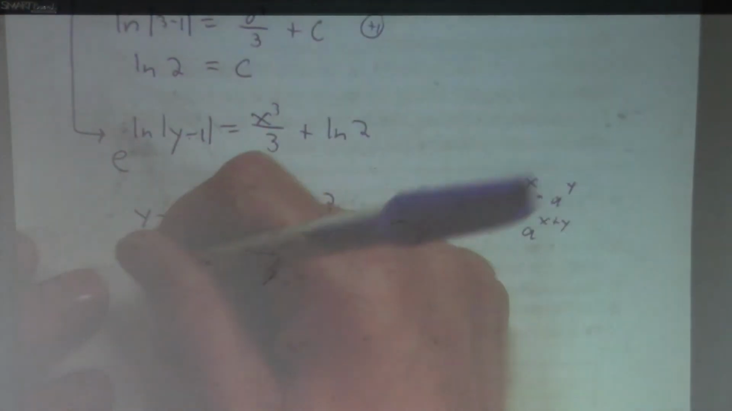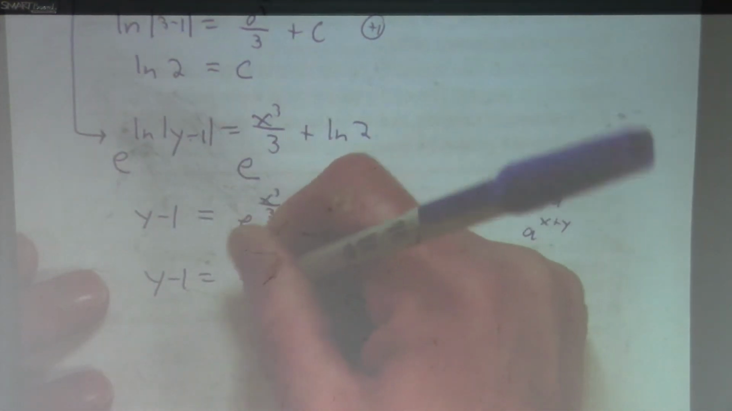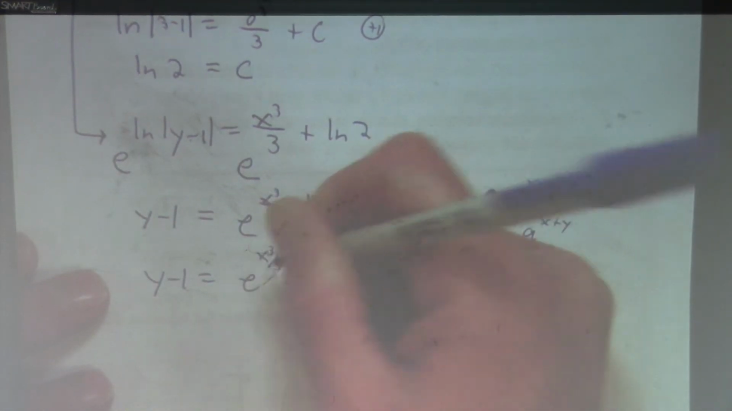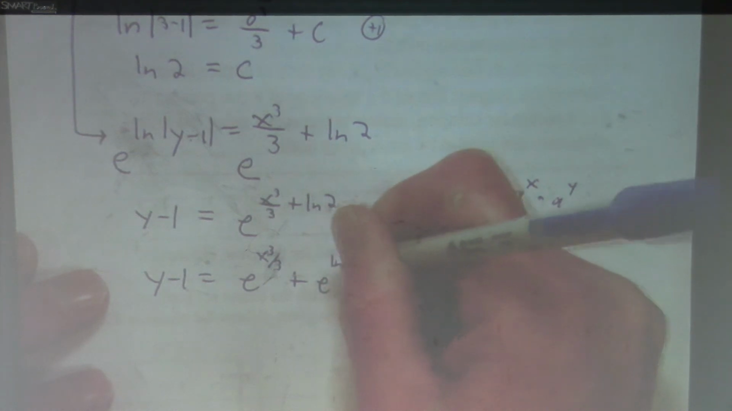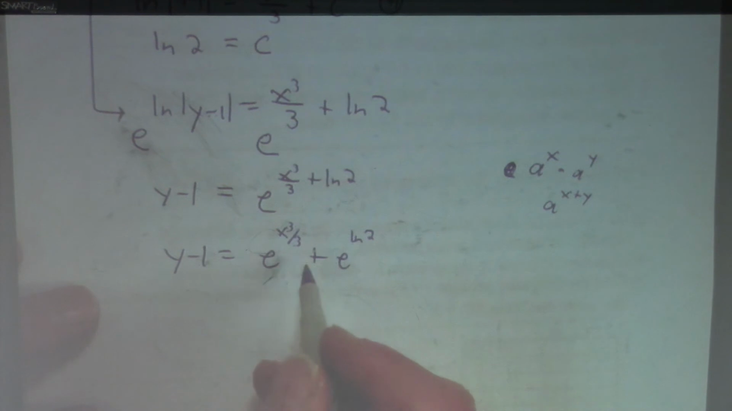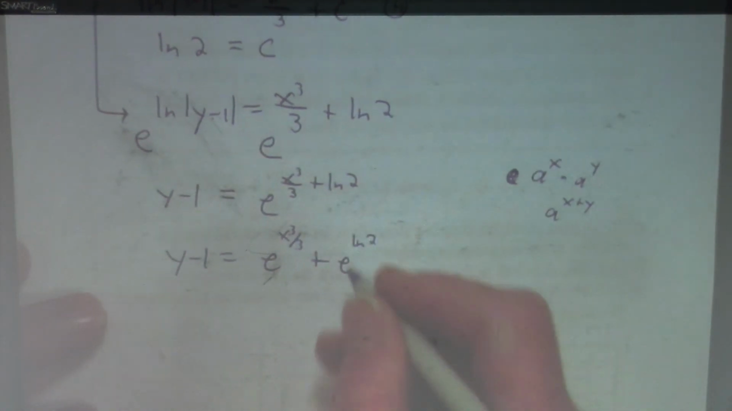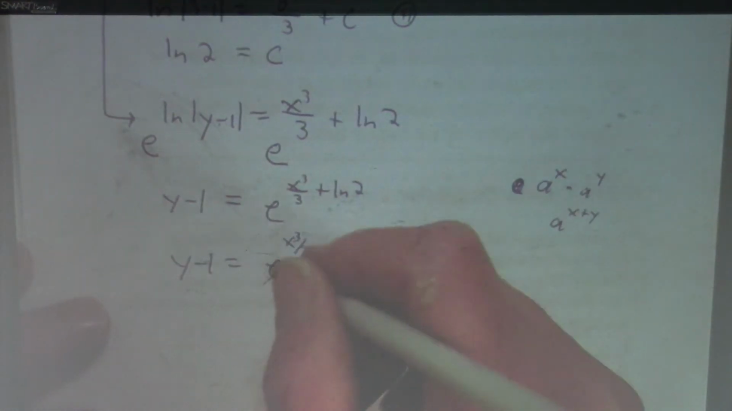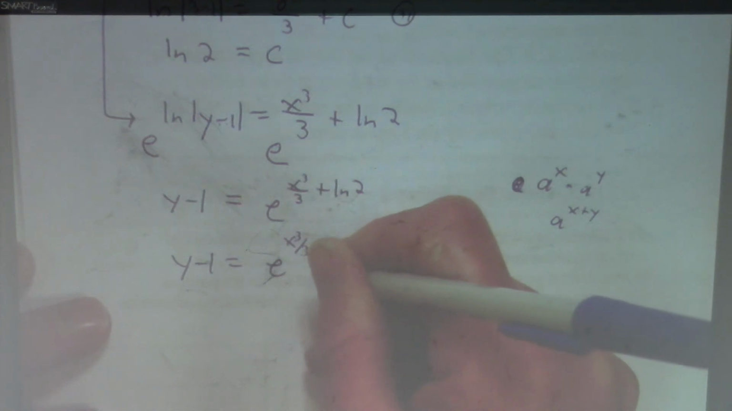That's what I'm going to do here. So this will be e to the x cubed over 3 times e raised to the natural log of 2. I'm sorry, I messed that up there. That should be multiplication, not plus. Thank you.